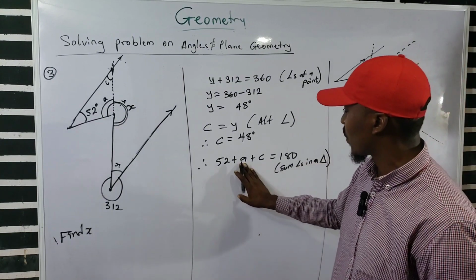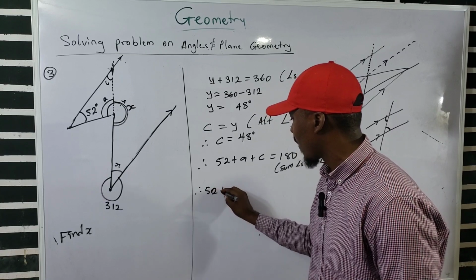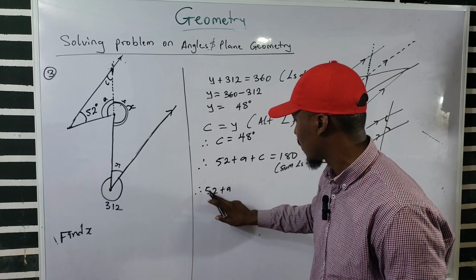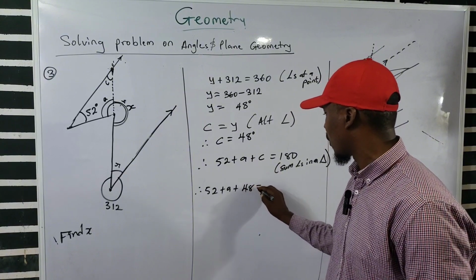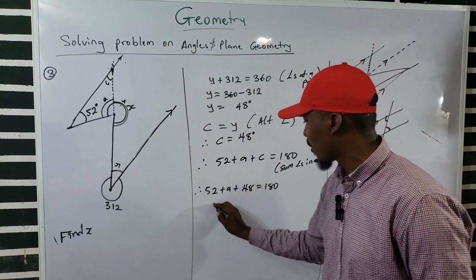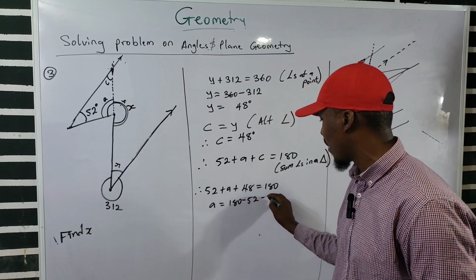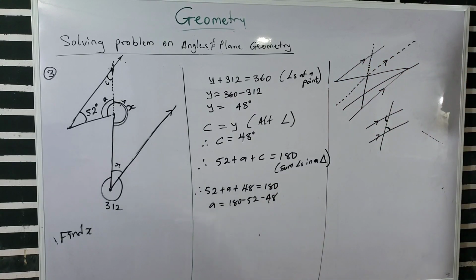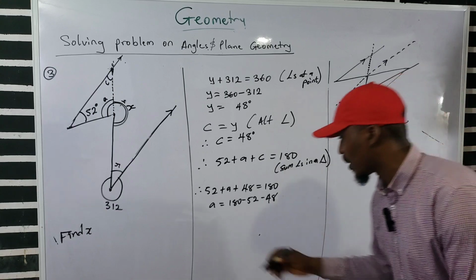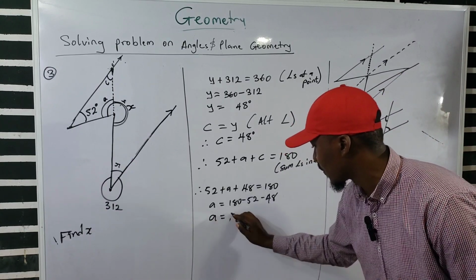Okay, so with that we can find our A. Therefore 52 plus A plus C, which is 48, equals 180. So that will give us that A equals 180 minus 52 minus 48. So 52 and 48 will give us 100. So 180 minus 100 will give us that A equals 80.